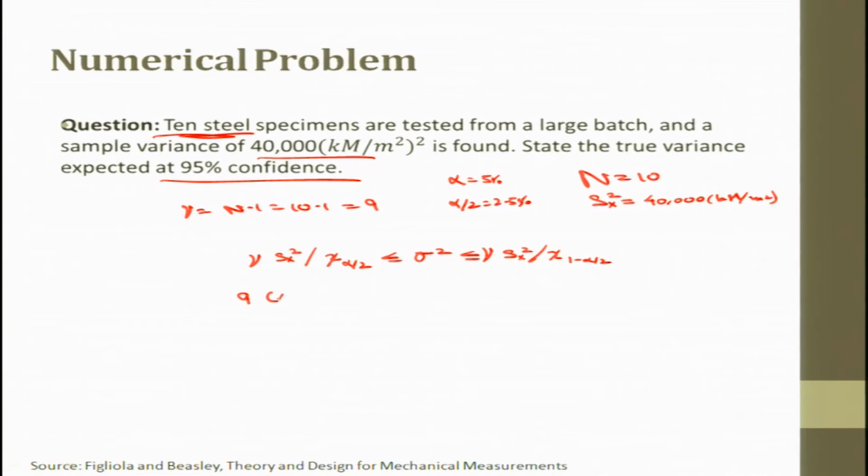It is 9 into 40,000 divided by the chi-square value. I will just let you see how to find the chi-square value here. This is less than or equal to 9 into 40,000 divided by chi-square. This is chi-square for 2.5% actually. And this is chi-square for 1 minus alpha by 2, that is 100 minus alpha by 2, which is 0.025. This is chi-square for 97.5%.